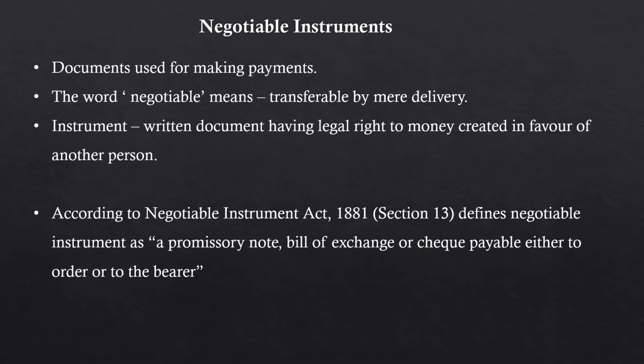So we should have a clear-cut idea about the Negotiable Instruments Act 1881, and Section 13 correctly defines what a negotiable instrument is all about. It can either be a promissory note or it can take the form of a bill of exchange and even a check, but it's payable to the bearer. That's a condition.